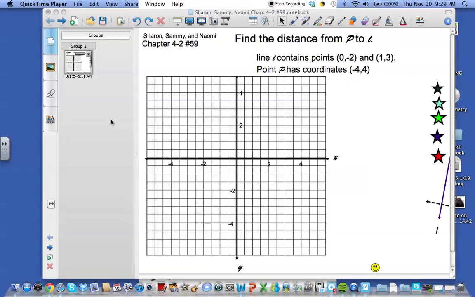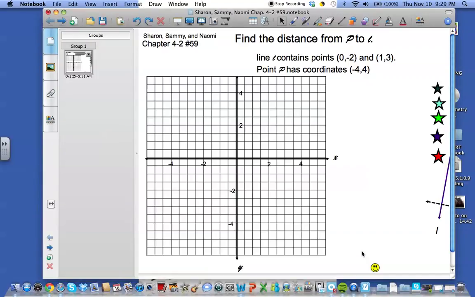Hey you guys, it's Sharon, Sammy, and Naomi, and we're doing a podcast for question number 59, chapter 4-2. And our main goal is to find the distance from point P to line L.